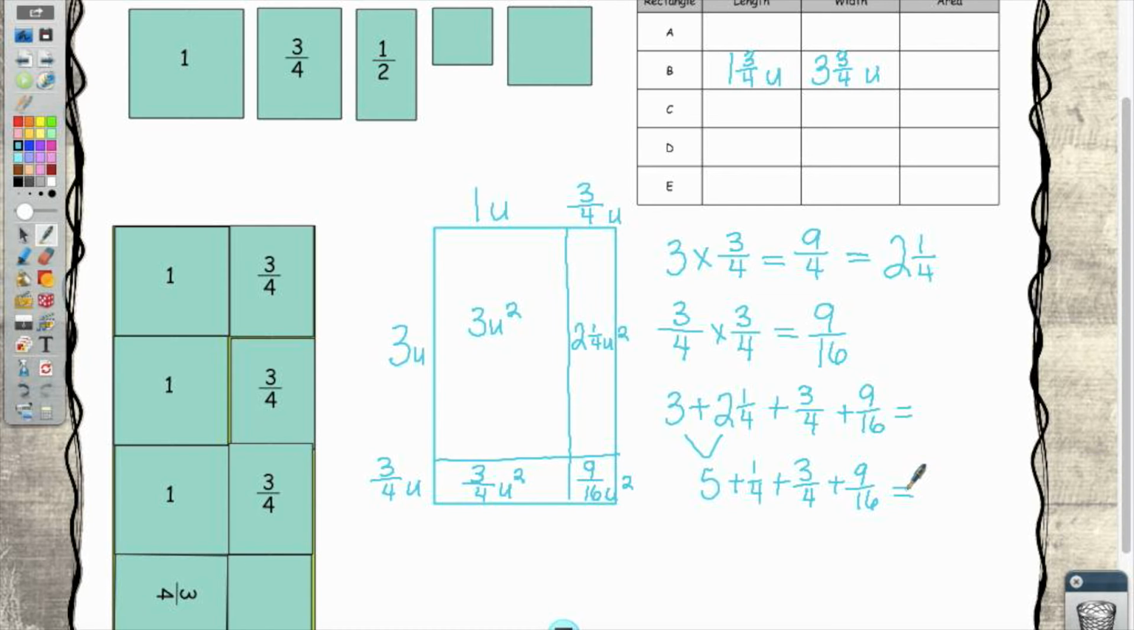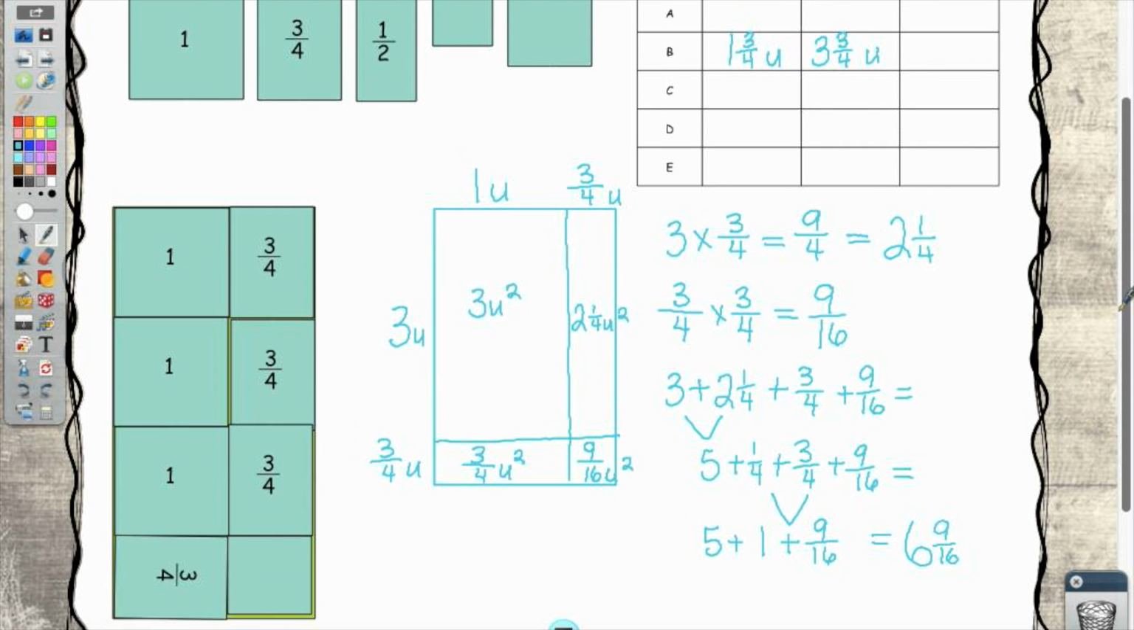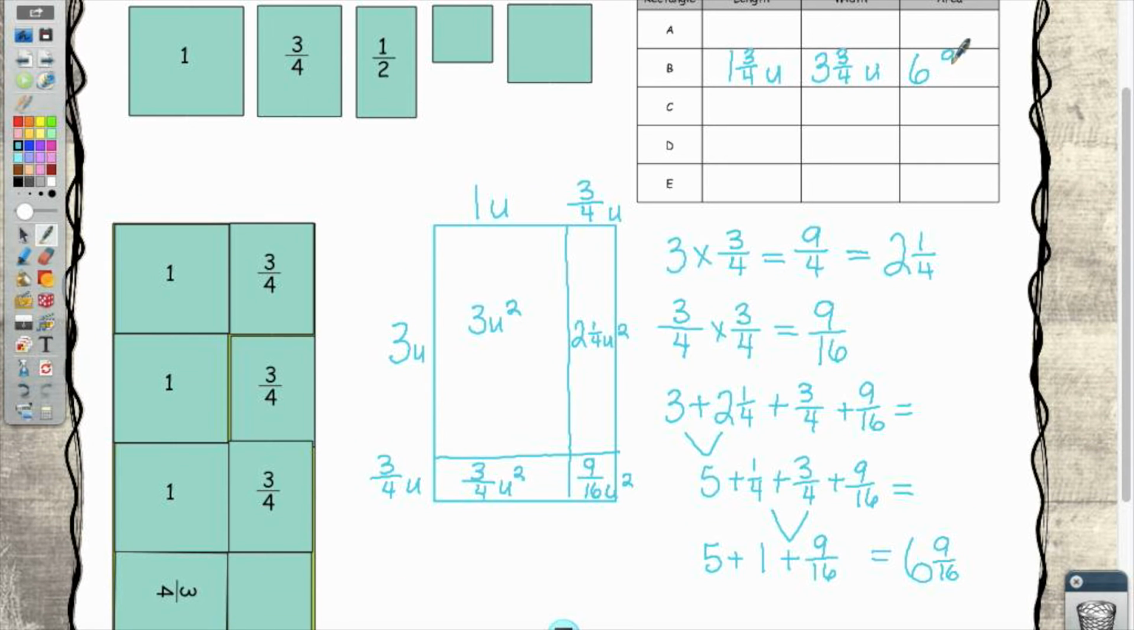I'm writing down my thinking here. Okay, what else, Emiliano, can I add up ahead of time? The fractions. Which ones? 1/4. You got it. So it's going to be 5 plus 1 plus 9/16. Chloe, what's the answer to the problem? Well, 5 plus 1 equals 6. Good. 6 and 9/16. So now I know my total area. And I can write it on the chart.